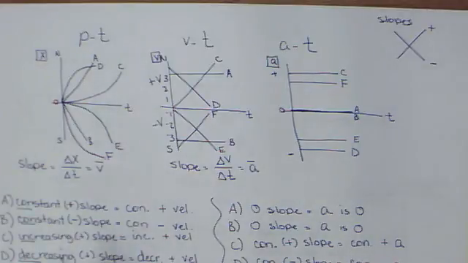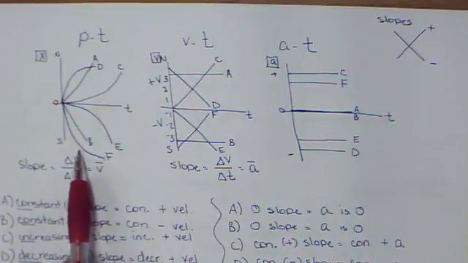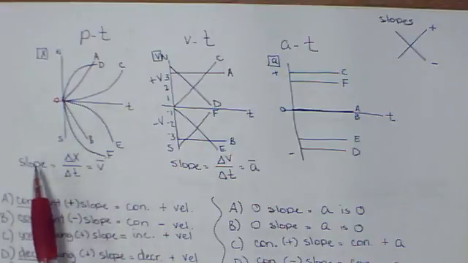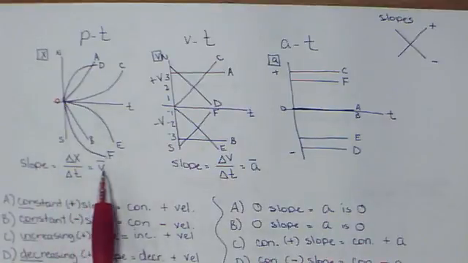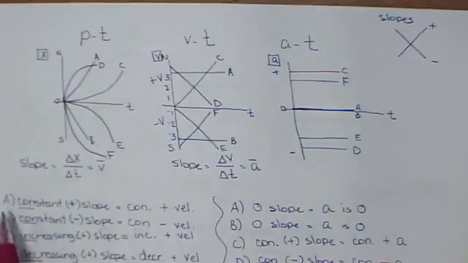The slope of a position time graph is equal to the change in the y-axis, which in this case is change in horizontal position, divided by the change in the x-axis, which is change in time. That also happens to be the equation for average velocity. So we can say that the slope of the line on a position time graph is equal to the average velocity. So if we take a look at the slope of line A, it has a constant positive slope. So therefore it has a constant positive velocity.